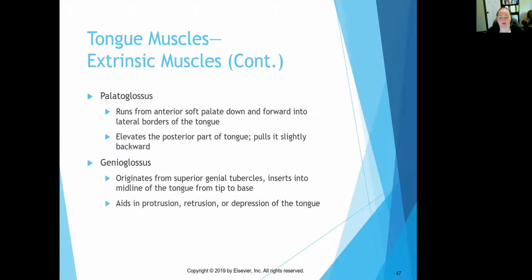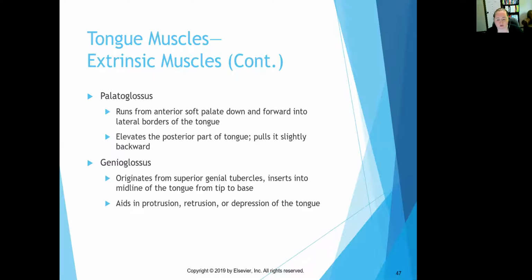All right, we have our palatoglossus, and of course, what do you guys think this is going to do? It's right here. It's going to elevate the posterior part of the tongue and pulls it slightly backwards. So this muscle runs from the anterior soft palate down and forward into the lateral borders of the tongue.